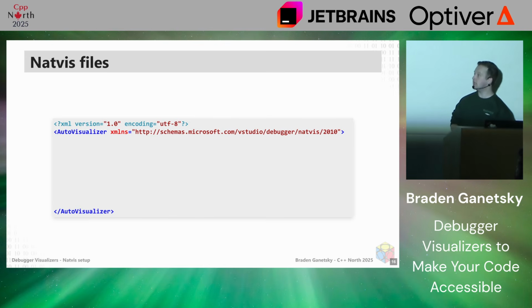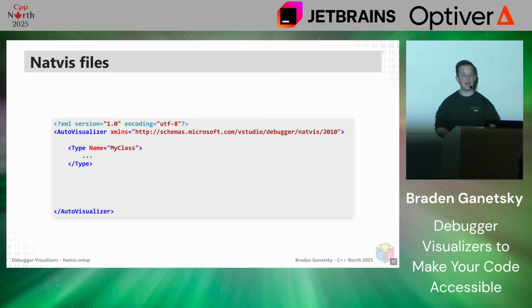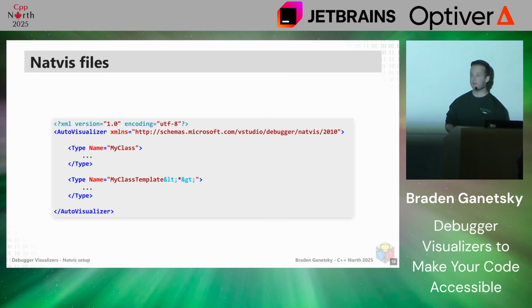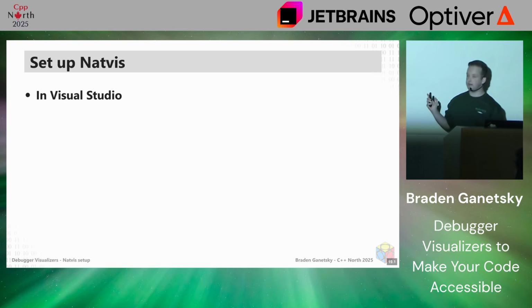Inside of the AutoVisualizer, you have a bunch of type tags. So this one will match against my class, and then this one will match against my class template of star. Now, notice less than and greater than are escaped. This is XML. So I'll talk about setting up in Visual Studio and in CMake. I also assume that encompasses the majority of people here who do use MSVC.